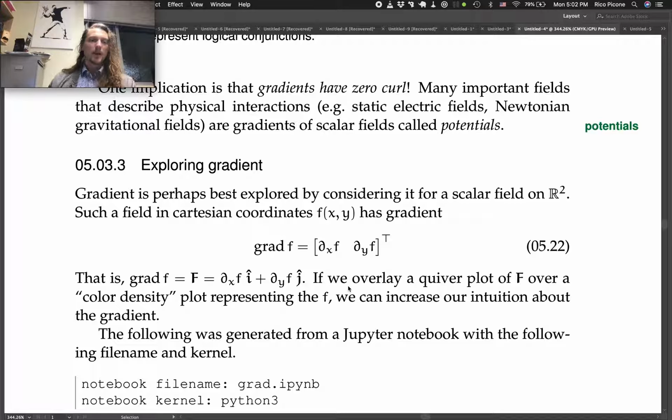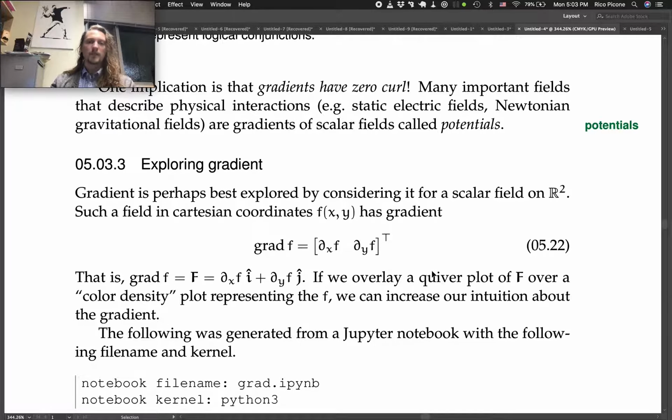In the current situation, we're doing the opposite of what we did for divergence. For divergence, we started with a vector field and got a scalar field. Now for gradient we're starting with a scalar field, little f, and computing a vector field, which is the gradient. So the underlying color density plot is little f, and the overlay of the quiver plot is the gradient of little f.